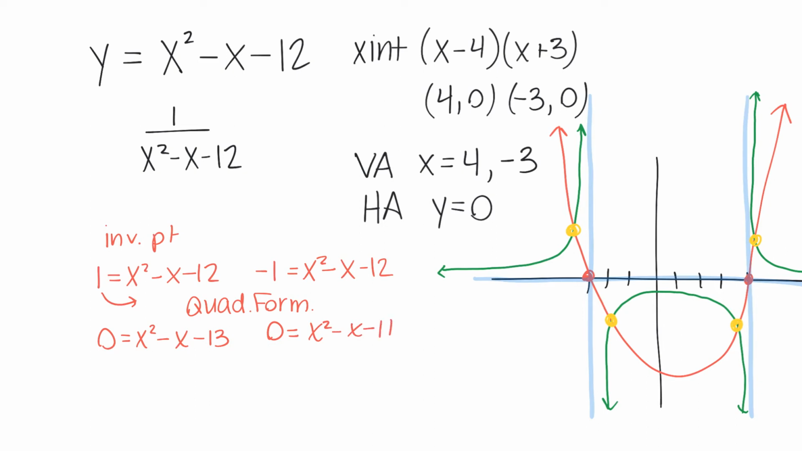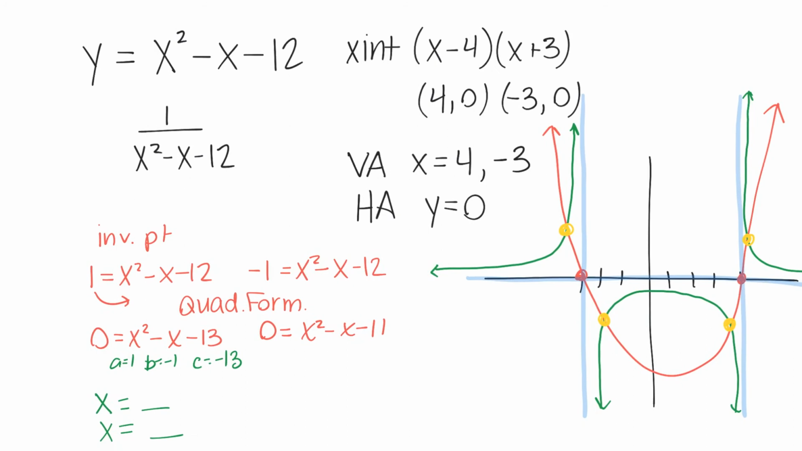So your a value is 1, your b value is negative 1, your c is negative 13. And then you just solve for x. You're going to get 2 x values from this, and then you can just pair them with the y for 1 and find your invariant points. You can do that on your own though.